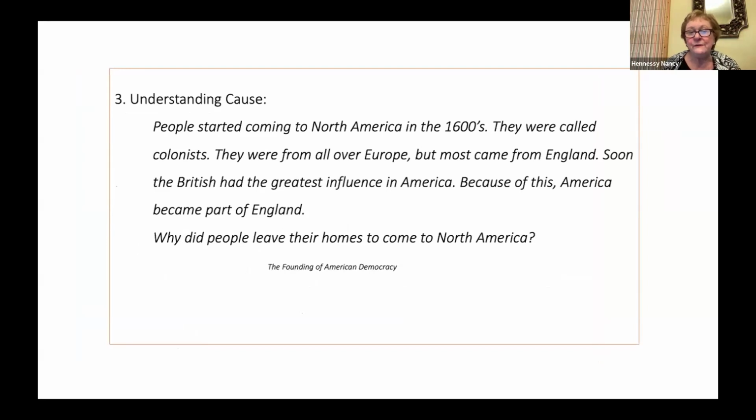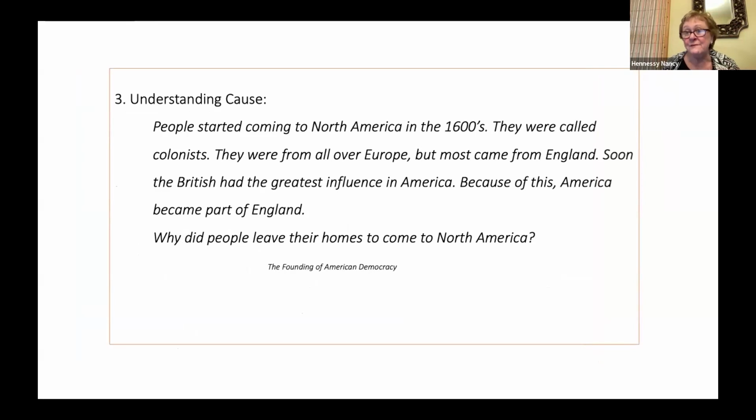And then here's one for understanding cause. People started coming to North America in the 1600s. They were called colonists. They were from all over Europe, but most came from England. British had the greatest influence in America because of this. America became part of England. Why did people leave their homes to come to North America?